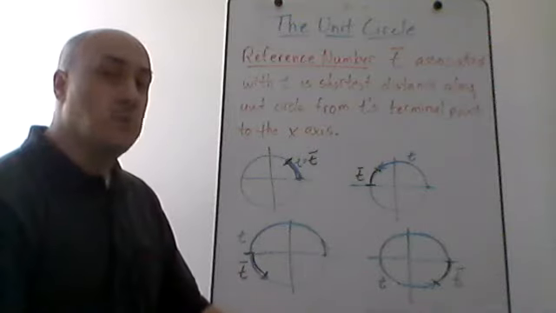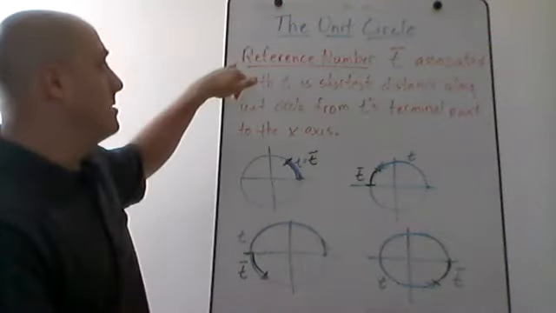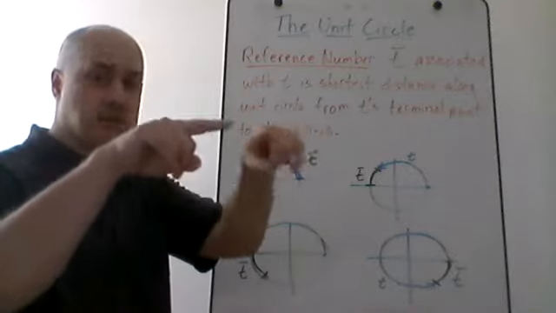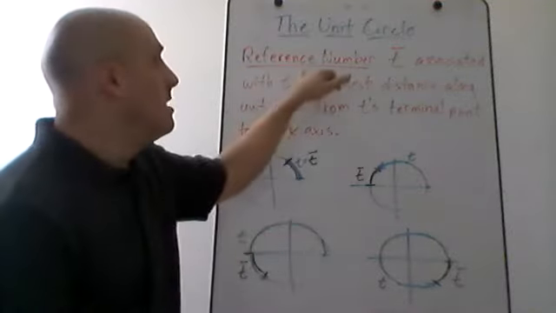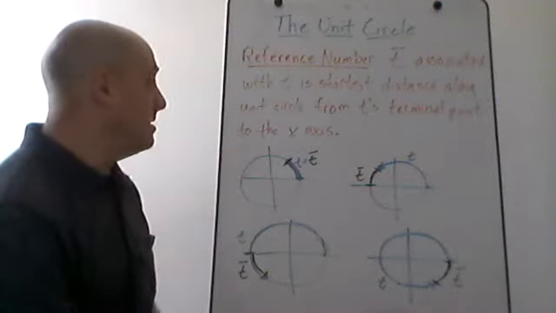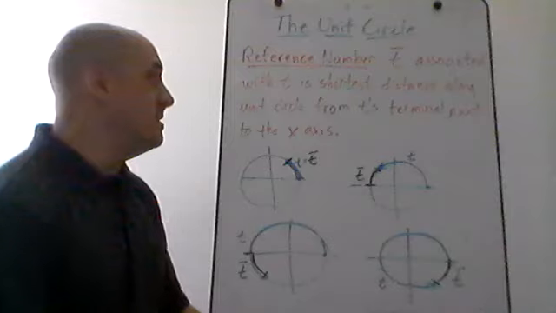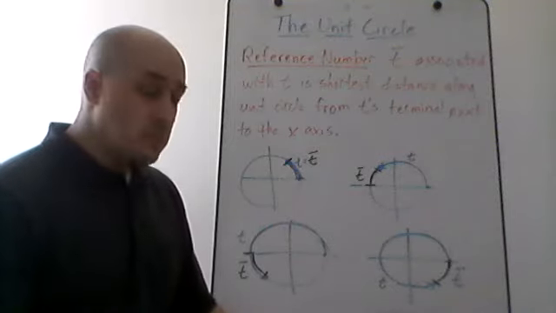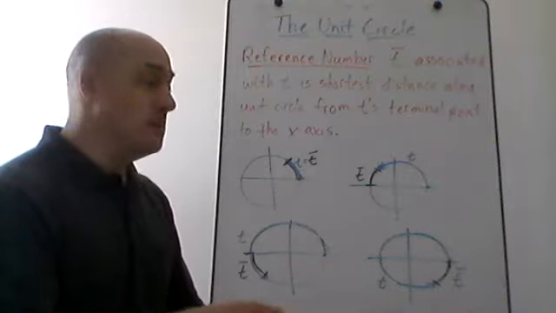In order to do that, we use what we call a reference number. The reference number t bar, which is the letter t with just a line over top of it, we call it t bar. The reference number t bar associated with t is the shortest distance along the unit circle from t's terminal point to the x-axis.